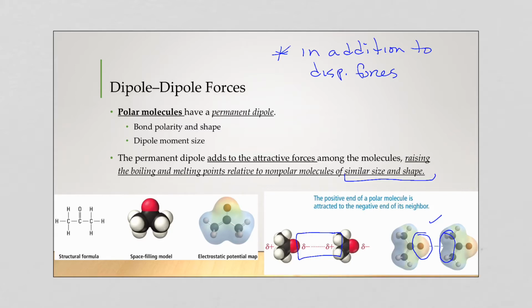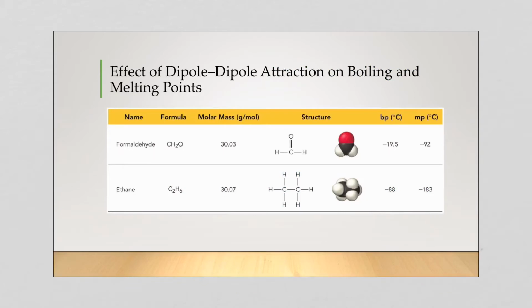All right, so when we have these dipole-dipole forces, let's look at a comparison. We can look at a non-polar molecule here, ethane. It's one of these hydrocarbon molecules. It has a mass of about 30, and looks like this. And we can see that it has a boiling point of minus 88 degrees. So this, of course, would be a gas at room temperature.